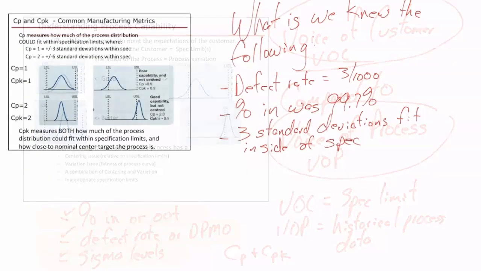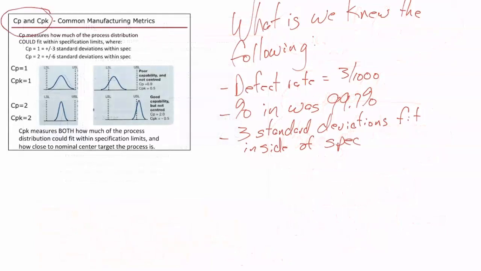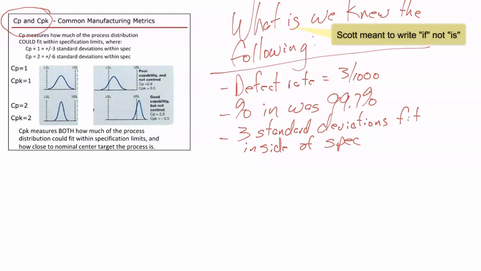So I want to dive a little bit deeper into what the term CP and CPK is. What is CP and CPK? And I think the best way to describe it is to start with the following thought problem. Let's assume that you're working in a process environment and you've identified what the spec limits are, and you've measured process performance historically, and you found that over time the defect rate was 3 out of 1,000. The percent that were inside of spec was 99.7%, and that 3 standard deviations fit on both the high and the low side for performance inside of spec. We know the drawing of process performance would look something like this.